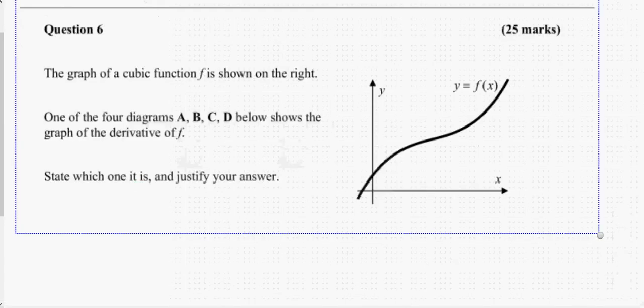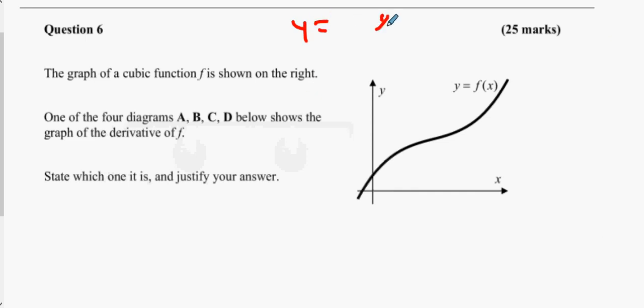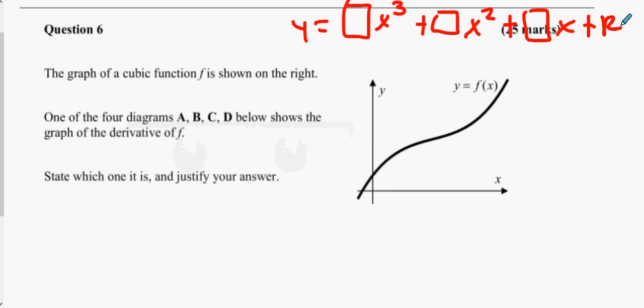The graph of a cubic function f is shown, so this means it's y equals x cubed, something x cubed. It could be plus something x plus a regular number at the end. Do you get what I'm saying? Could be some sort of cubic equation. I am pretty sure what it looks like, right? And what I'm trying to figure out is when I differentiate it.